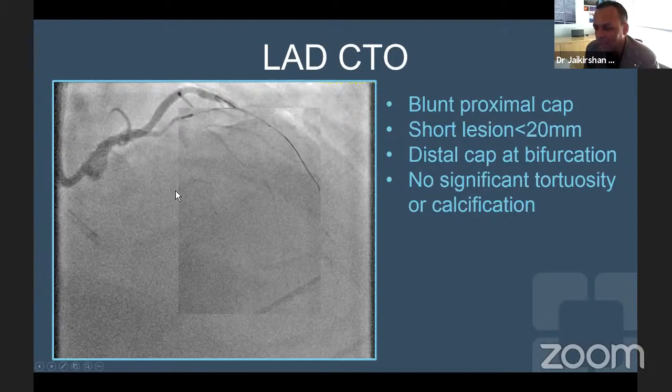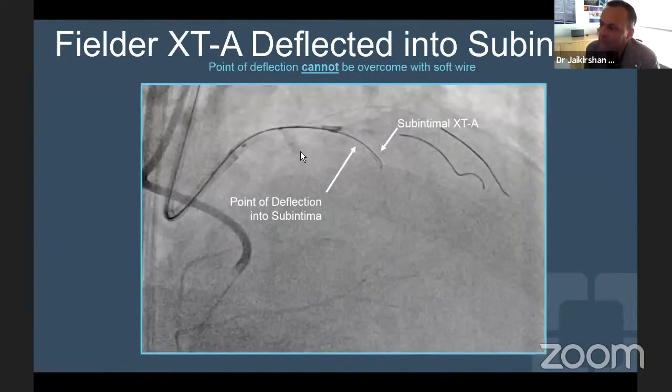And I don't see a lot of calcium and tortuosity. He's a young patient, so I didn't think this would be too hard to do. So what we did, I'm going to save you some of the details here, is we were able to get in this diagonal branch and put an IVUS probe, and then we probed the distal cap with a Fielder XTA.